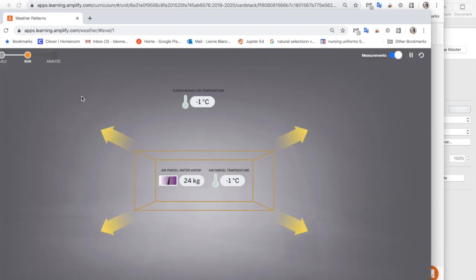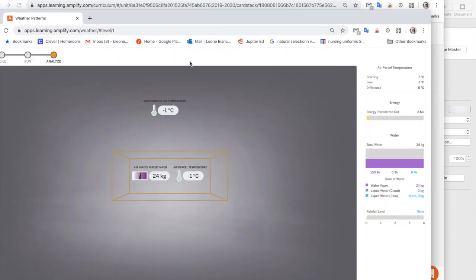So I'm going to run this. The energy is still going out until it equals the same thing. Now, I need to check to make sure that I indeed had 0 rainfall. Because the difference in energy was very small, only 8 degrees difference, it lowered my rainfall.